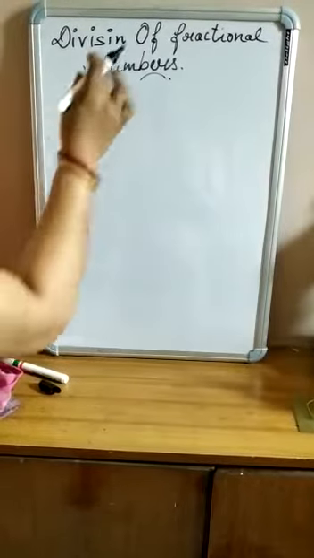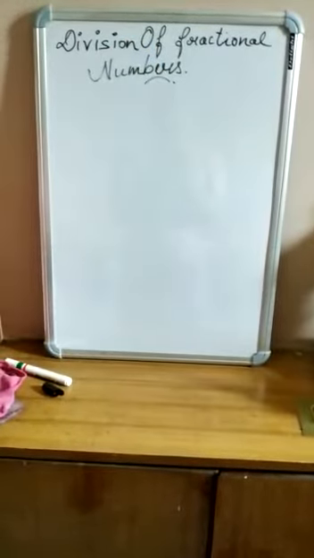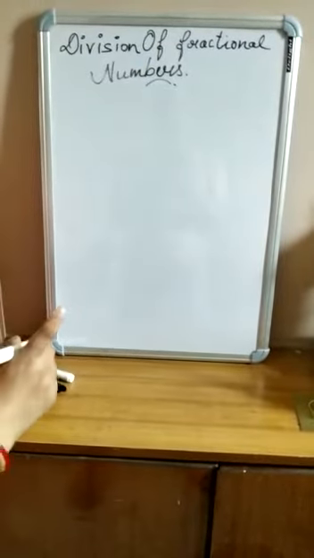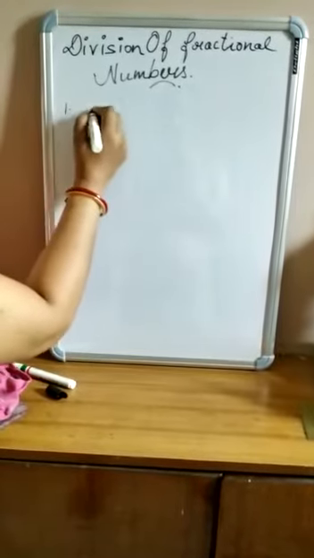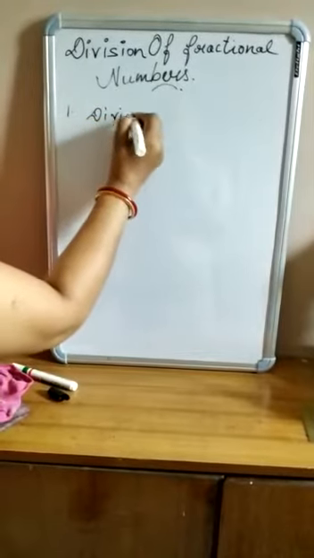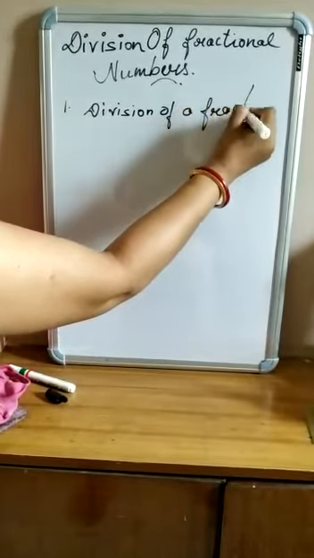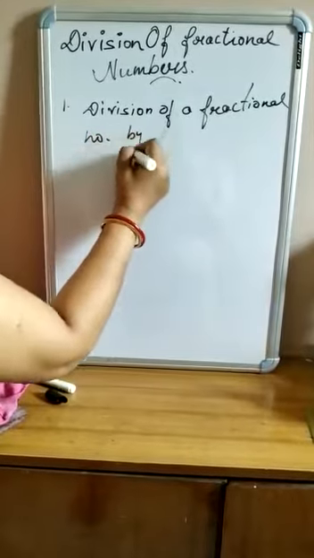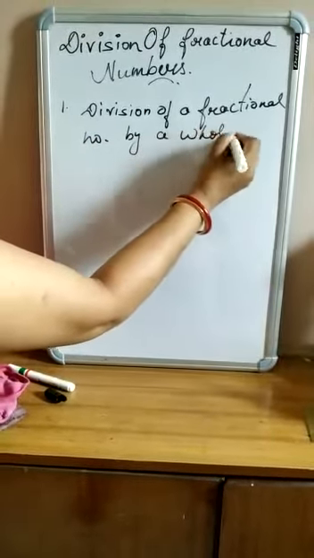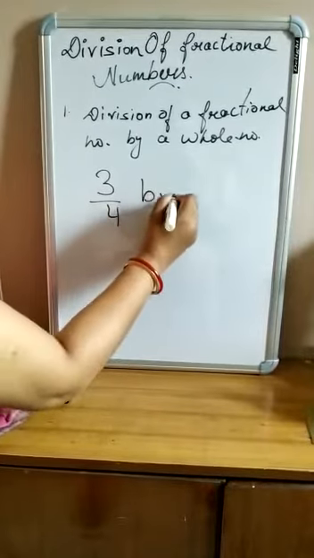Now let us discuss another topic, division of fractional numbers. So children, firstly I will discuss division of a fractional number by a whole number. Division of a fractional number by a whole number. Okay. Now here, let us take an example. 3 by 4 divided by 2.